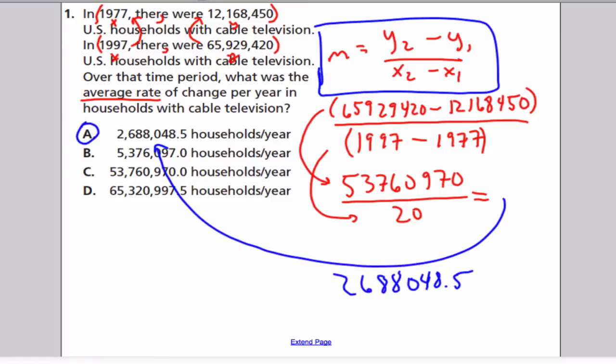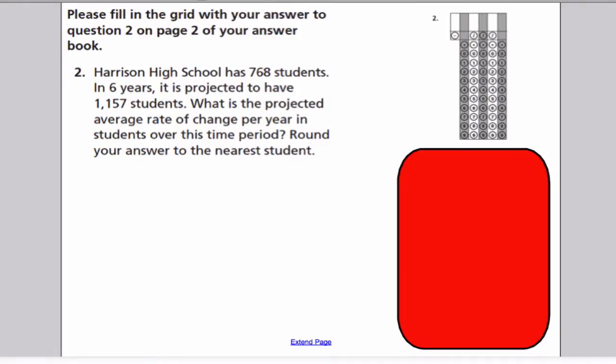Let's move on to the second problem in our practice. It says, please fill in the grid with your answer to question number 2 on page 2 of your answer book. In your answer book, you'll get a gridded response question. This is a gridded response. Once I find my answer, I put my answer inside these spaces and I bubble them in.